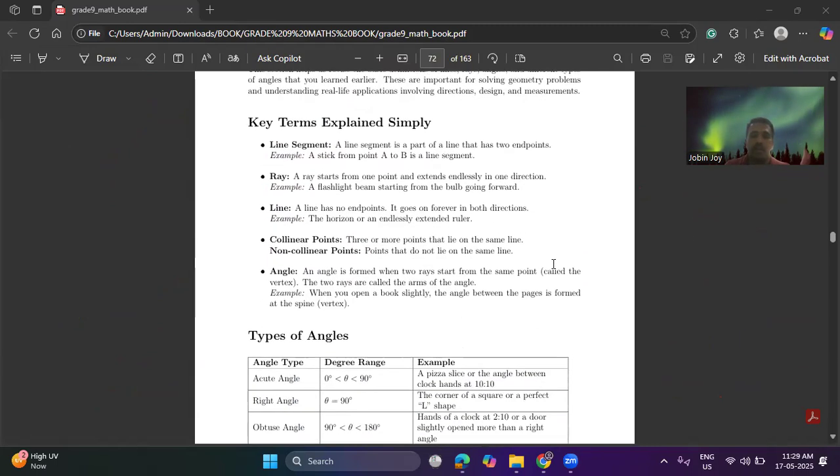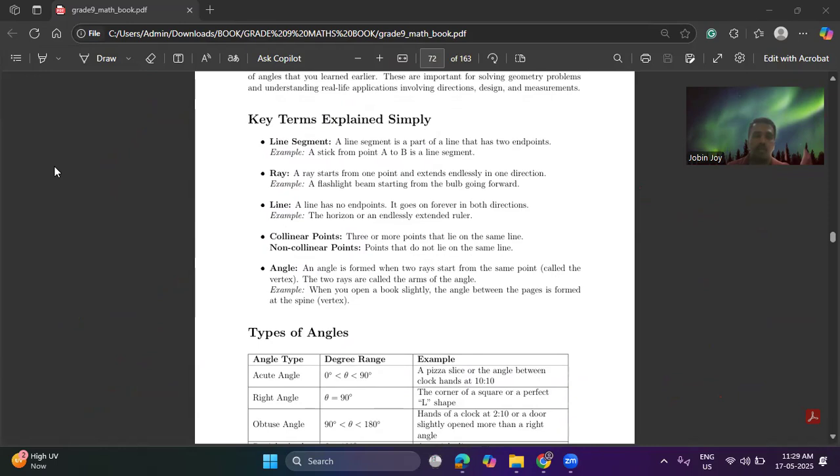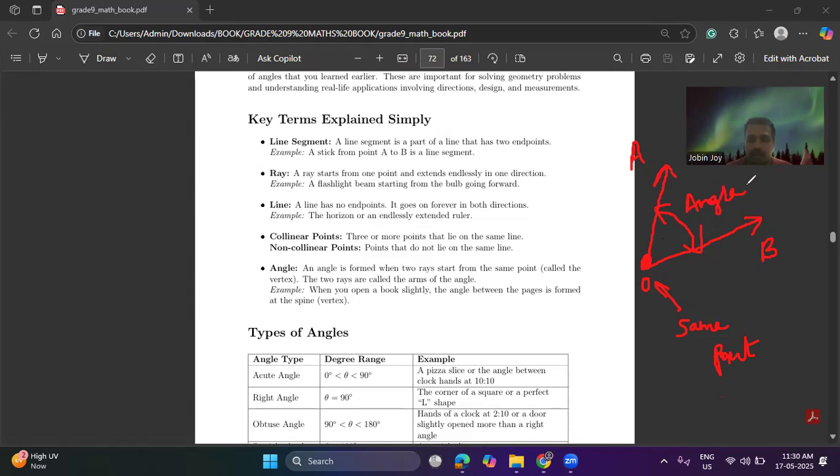Then coming to the angle. For example, this is one ray starting from O. This is ray OA, and this is another ray OB. These two rays start from the same point. So the starting point of rays OB and OA is the same. Then you can see an angle is formed. This is the angle.